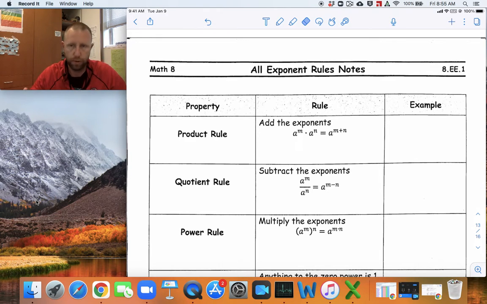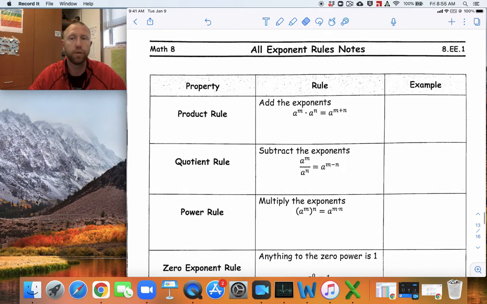So here first, we start off with a review of all the exponent rules that you've learned. First, the product rule. So remember, the product rule says that you can add the exponents, right? So if I have a to the power of m times a to the power of n, that's the same thing as a to the power of m plus n. I can add those exponents.